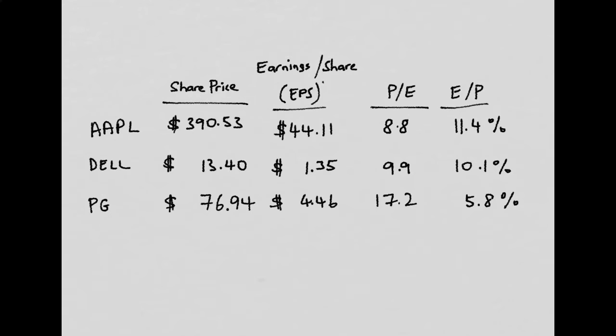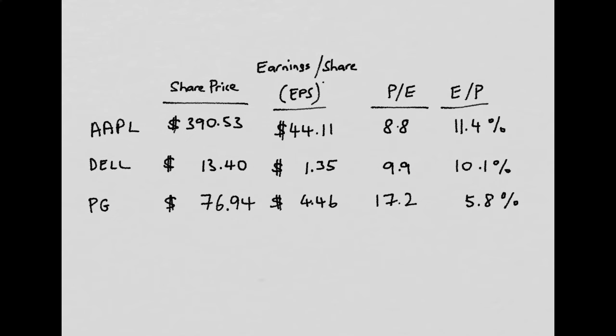Now, I find that the PE ratio by itself is a little confusing and hard to understand. So the trick I like to use is to invert it. So if you take 100% and divide that by the PE ratio, you'll get what's called the earnings over price ratio. It's just 100 over 8.8 in this case. So the earnings over price ratio is a lot more meaningful, I think, because it represents the return that you would have received if you owned the entire company.